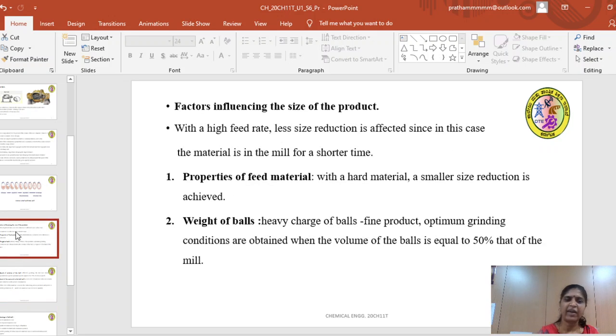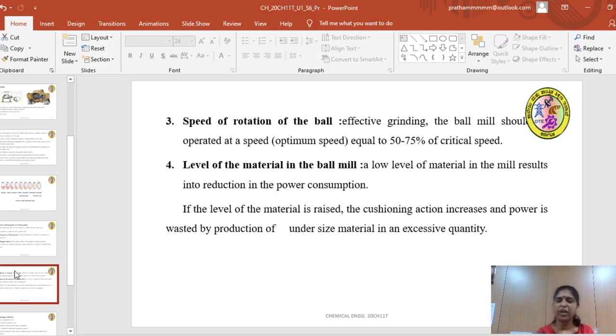So these are the various factors: the properties of the feed material, weight of the balls, the speed of the rotation of the ball mill, and the level of the material in the ball mill. These are the various factors which influence the product.